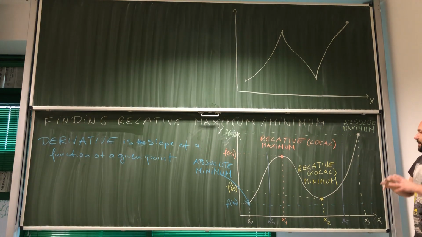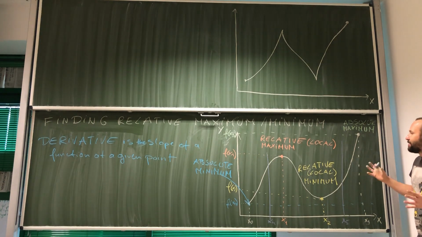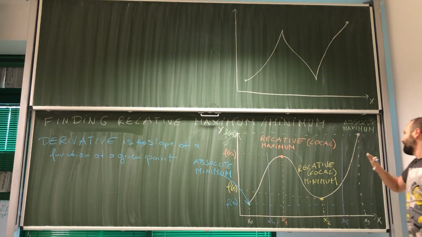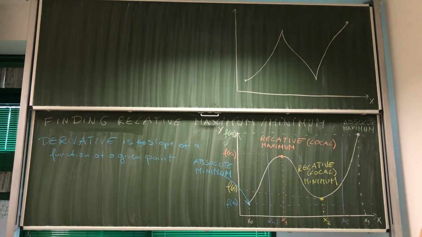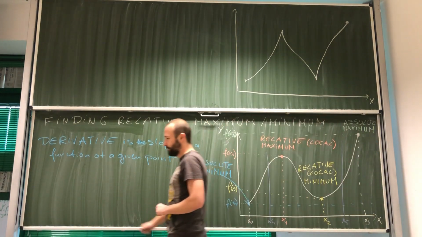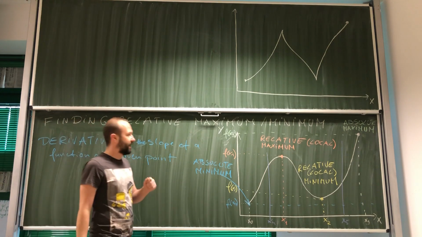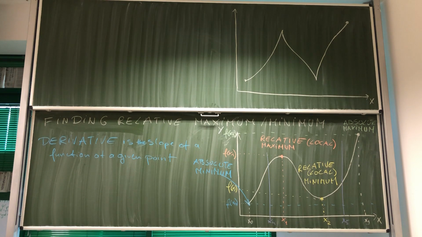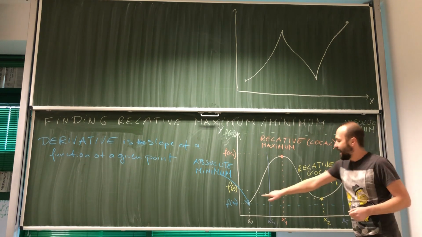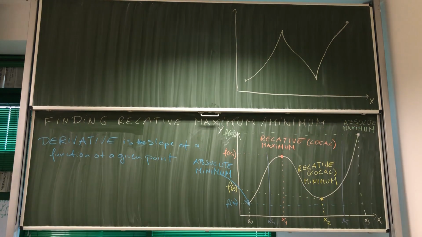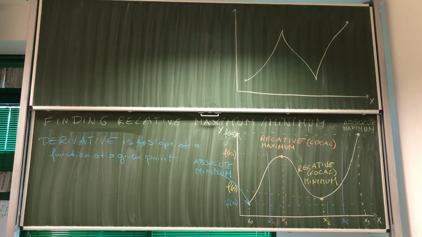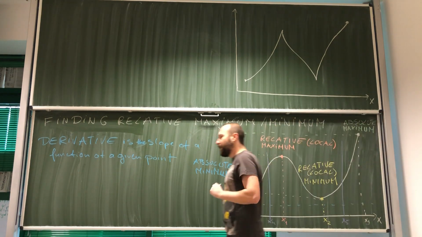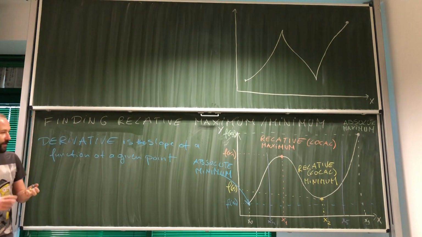But of course, our focus mainly is going to be on finding relative maximum and relative minimum, because this is why we have derivatives. Well, this is one of their applications. And if it's needed, we can always look at the endpoints of the domain to see whether we got actually relative or absolute maximum.